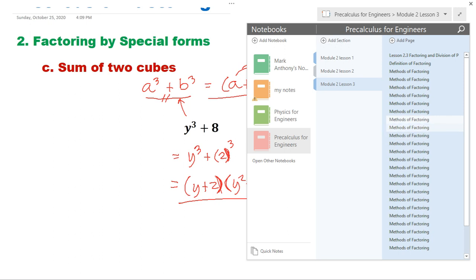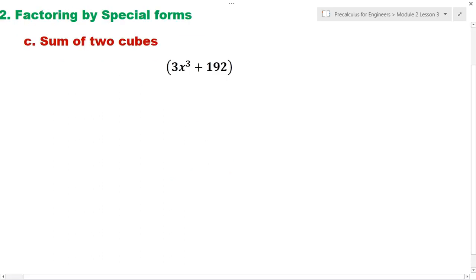Next, we have here, how about 3x cubed plus 192? So, sir, hindi natin ma-express yung 3 as a cube of a number. Although we can have 3 raised to 1/3, parang cube root of 3, then raised to the power of 3. Actually, pwede rin, pero you just make things worse.